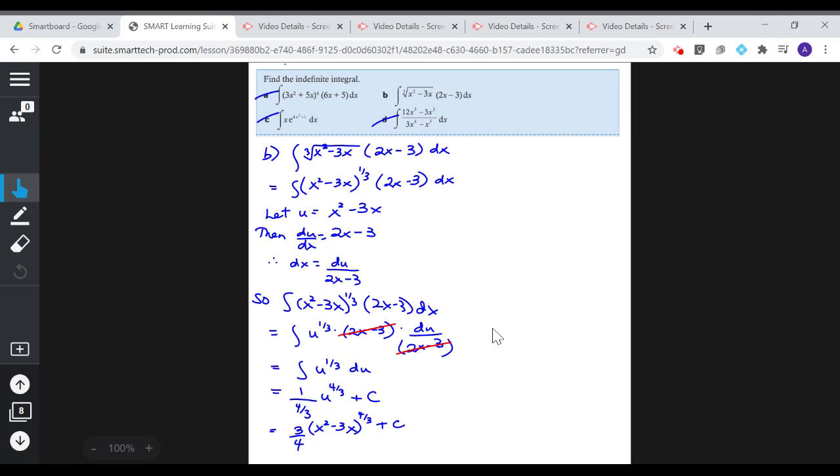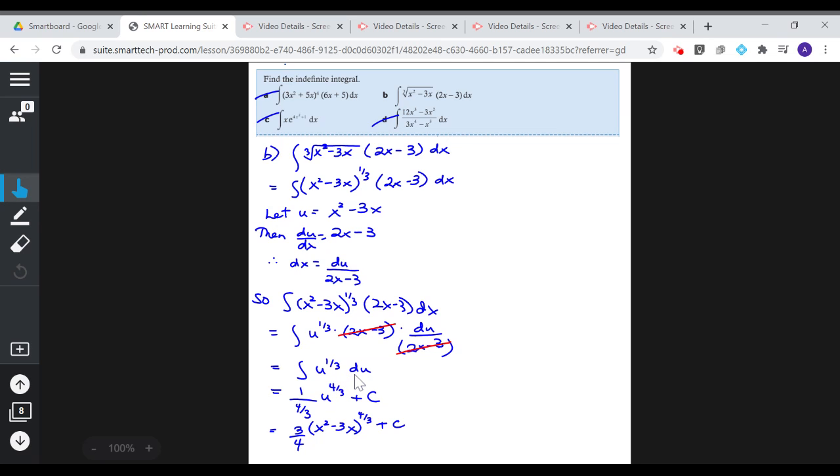In our last example here, we have a radical function, and the big trick here is just to remember to rewrite that radical as a rational exponent. That's the part I'm going to let equal u. I'm going to take its derivative and isolate for dx. Then I'm going to do my replacing. So I'm going to replace this x squared minus 3x with the variable u. I'm going to keep the 2x minus 3, and I'm going to replace dx with du over 2x minus 3. Now I can cancel out those factors of 2x minus 3.